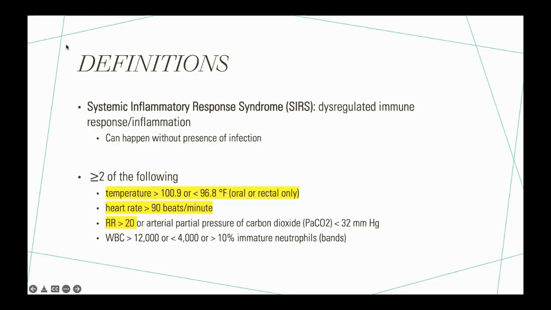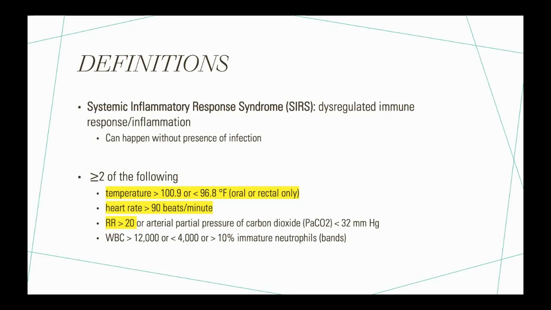So some definitions here. Start out with SIRS. Not everyone knows what SIRS is. Maybe you've heard of it, maybe you haven't. So systemic inflammatory response syndrome. So this is basically a dysregulated immune response inflammation. It's not related to an infection. So it will happen with an infection, but it can also not have. Common things you'll see without a present infection is pancreatitis, venous thromboembolism, burns, even in surgery as well.